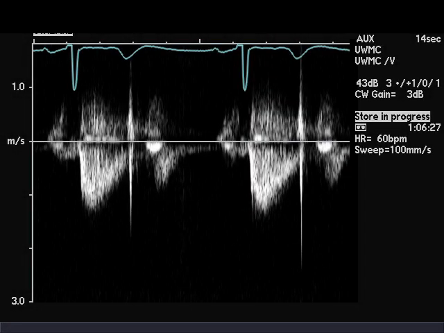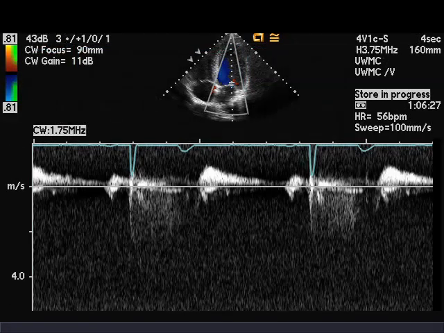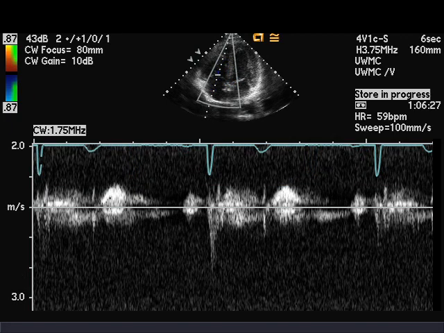Continuous wave, or CW Doppler, from the apical windows include recording of transaortic flow for measurement of peak velocity and detection of aortic regurgitation, transmitral flow for detection of mitral regurgitation, and tricuspid valve flow for measurement of the maximum velocity of regurgitant flow for calculation of pulmonary pressures.